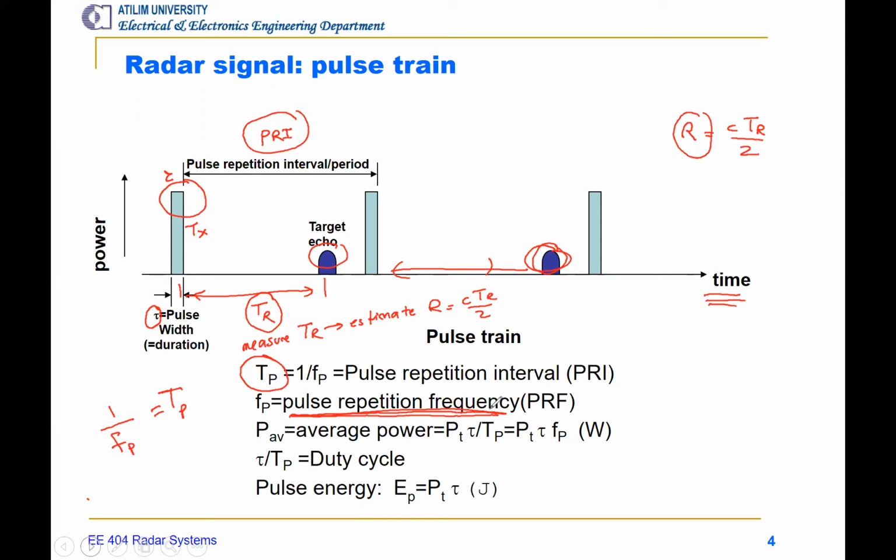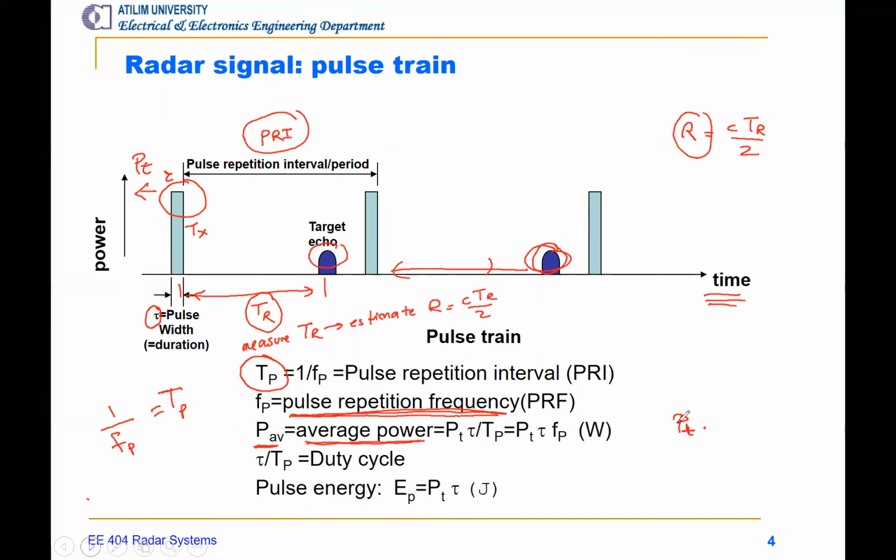Sometimes PRI, sometimes PRF. Okay? So how about the power? Typically, there are two power definitions used in radar systems. One is average power, P average, and the other is peak power. Peak power is simply the peak power of this pulse, so the maximum power of the pulse. So peak power and average power, these are the power definitions that we use in radar systems.